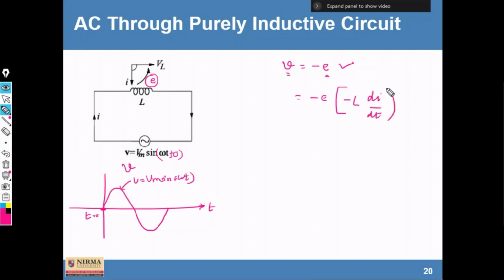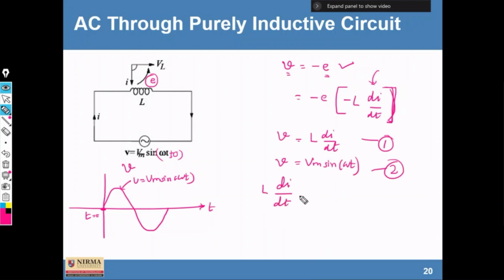With respect to change of current and inductance, there was an equation we have derived. Here we can write V is equal to L di by dt. Our equation V is equal to Vm sin omega t is also there. From these two equations, both of voltage, by equating them we can write L di by dt is equal to Vm sin omega t.